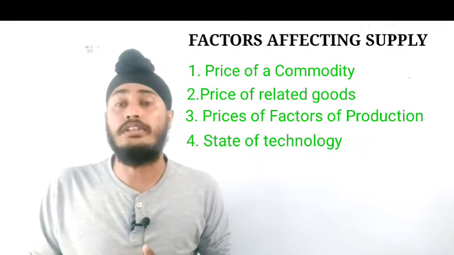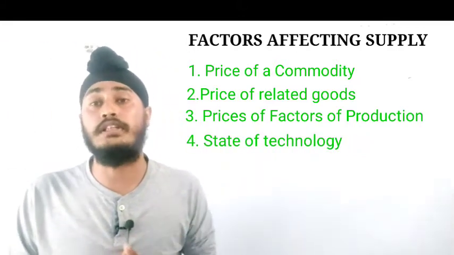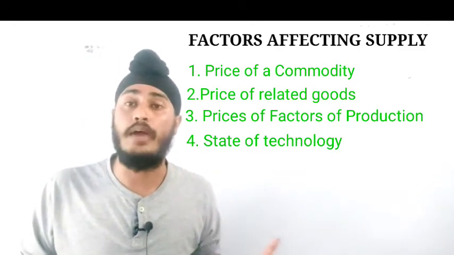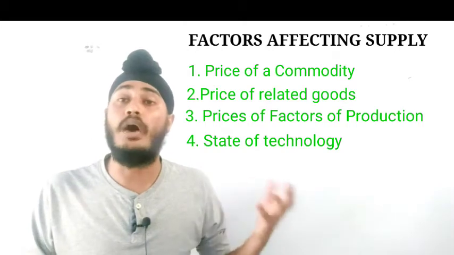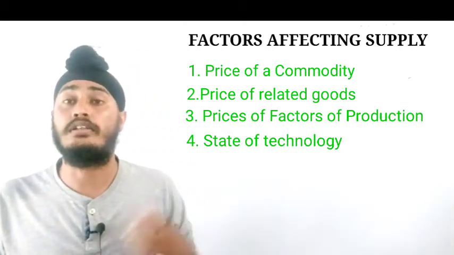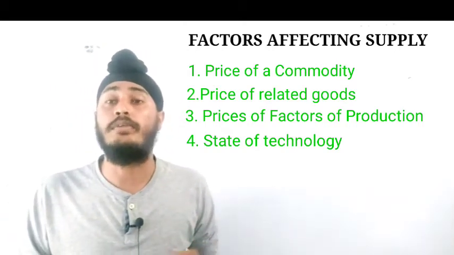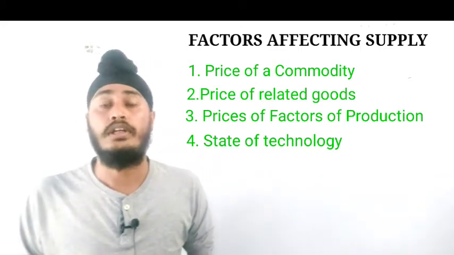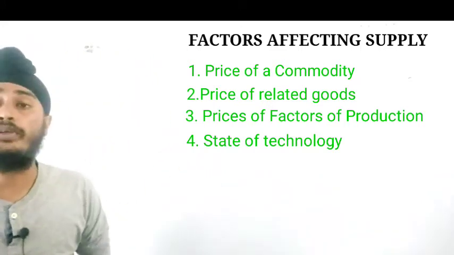If good technology, better techniques of production, are used, what will happen? Output will increase. When output increases, supply will also increase. And if outdated techniques are used, supply will decrease, because outdated techniques will produce less output. Understood? And another is the goals of the producer.